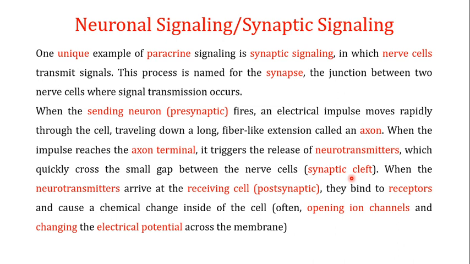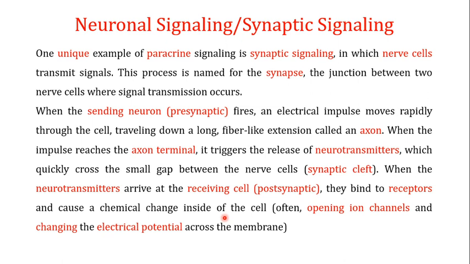Now, when the neurotransmitter arrives at the receiving neuron, which is also called the postsynaptic neuron, these neurotransmitters are going to bind to the receptors present on this postsynaptic neuron, and when they bind there, a chemical change is going to happen inside the cell.